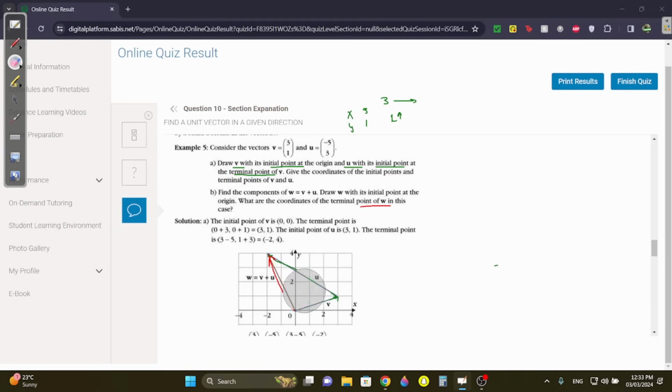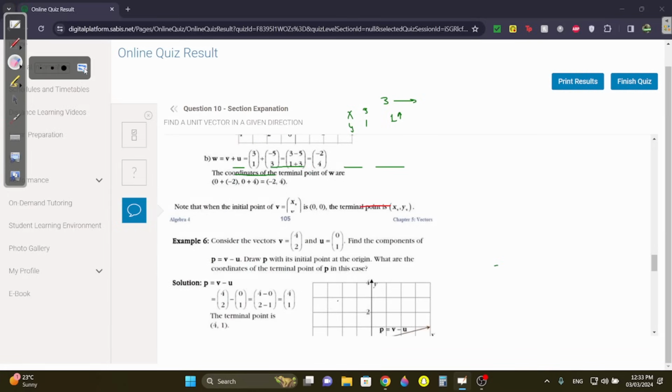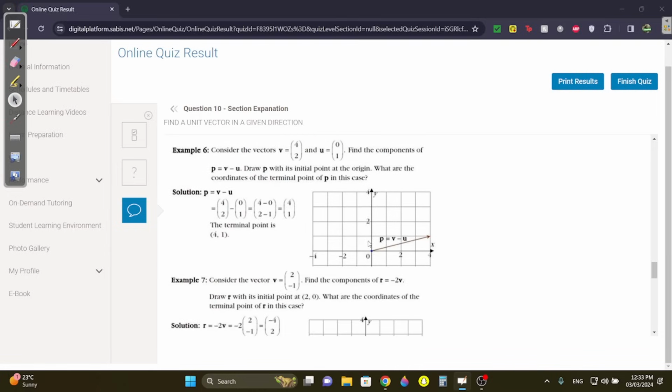It's very easy honestly, but I'm solving them just so you have an idea of what could come on the written part. Okay, consider the vectors v equals 4, 2, and u equals 0, 1. Find the components of p equals v minus u. So p is v minus u, right? 4 minus 0, which is 4. 2 minus 1, 1. So this is p.